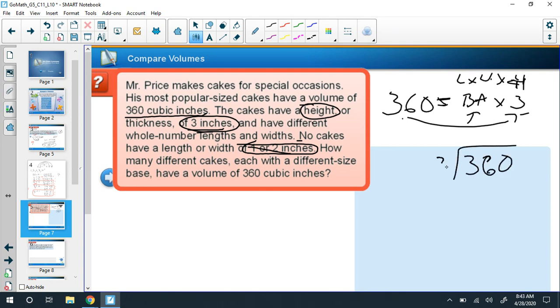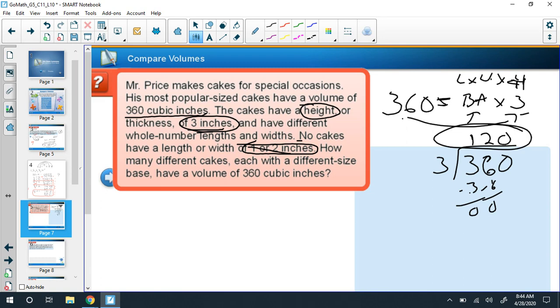360 divided by 3, that goes in once. It goes into 6 twice. And then it goes into 0, 0 times. So we have to make sure to put that placeholder up there. Right, so that means that our base area has to be 120 square inches.